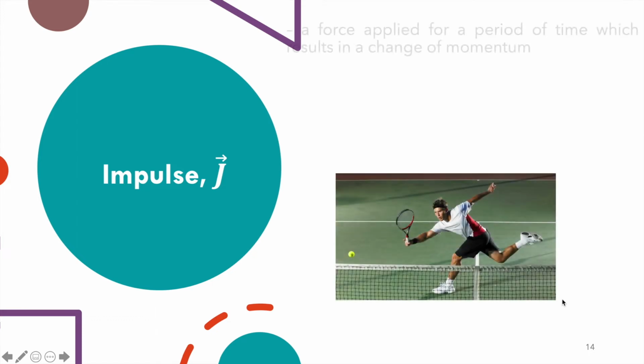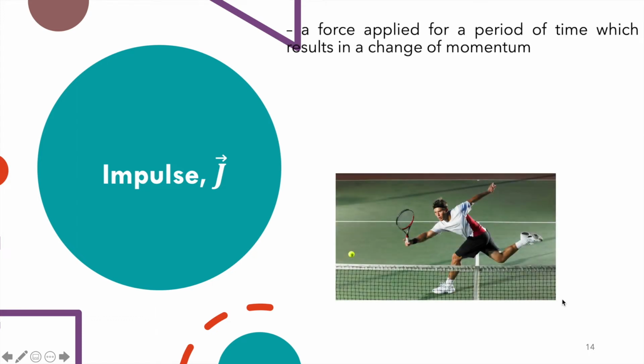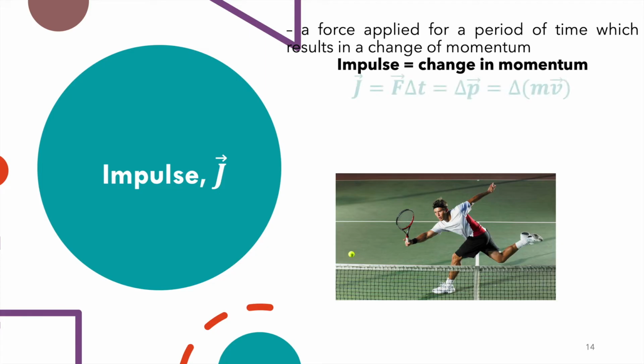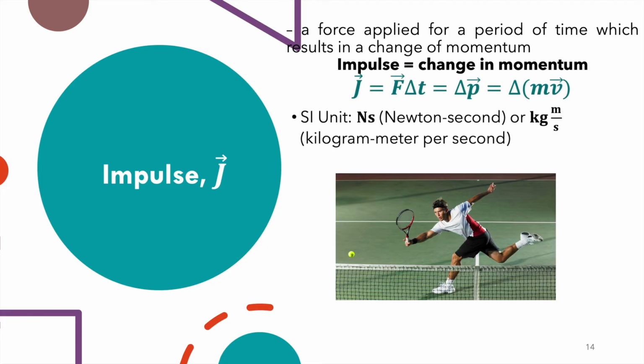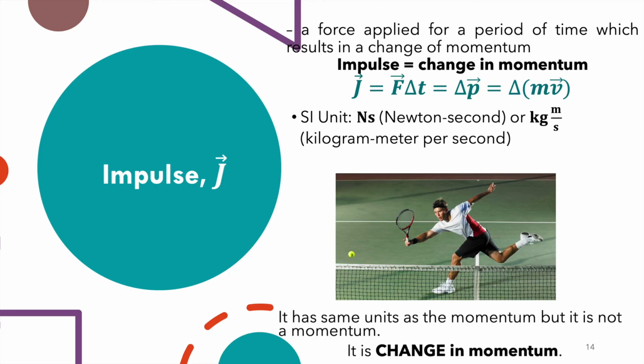Well, impulse is a force applied for a period of time which results in a change of momentum. Take note that when momentum is constant, the impulse is zero. The SI unit for this is newton second or kilogram meter per second. Notice that impulse and momentum have the same unit, but take note that when we say impulse, it means to say change in momentum.